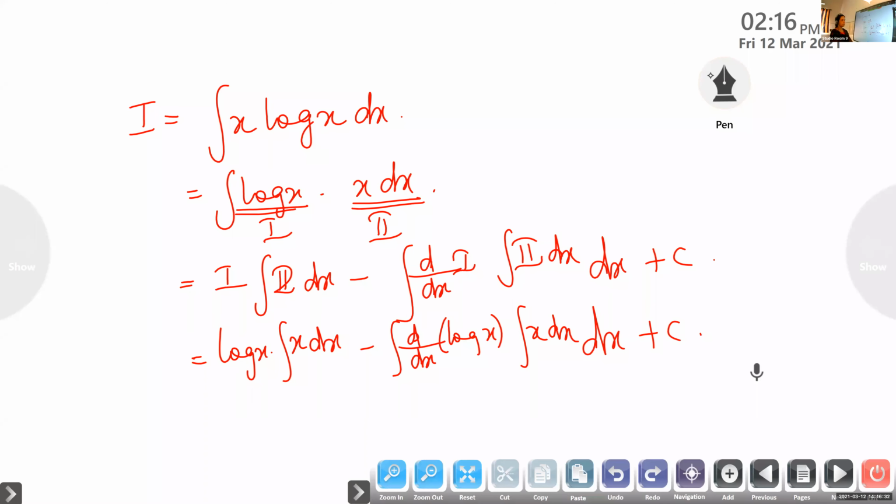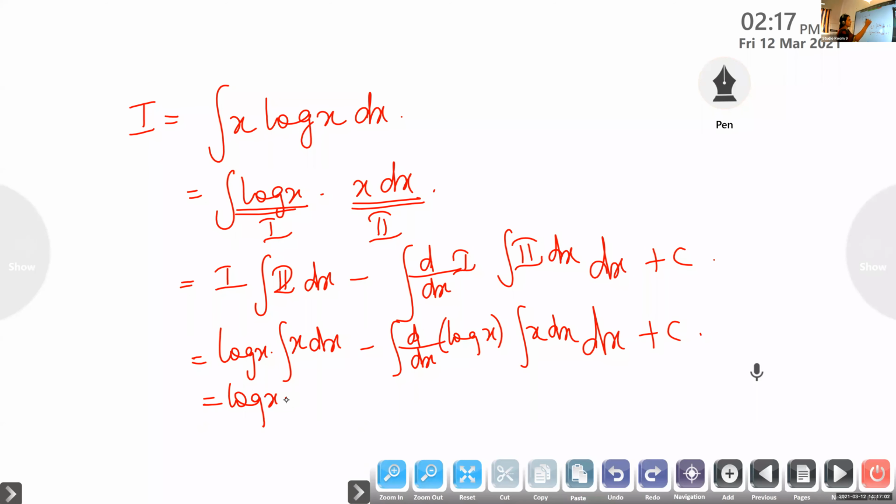Okay, what is the answer? So we can write this as log x. What is integral of x? Shubham, what is integral of x? One by x? That is the derivative. Before the next class, learn the formula and come. Okay, just go through it. Give a glance.